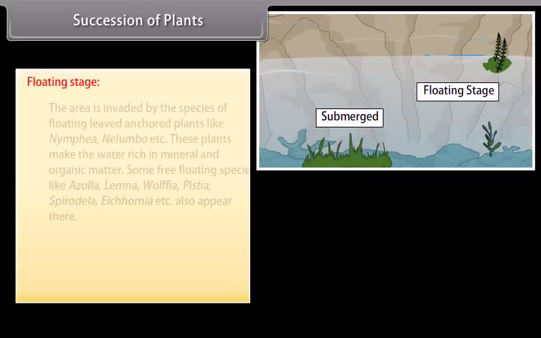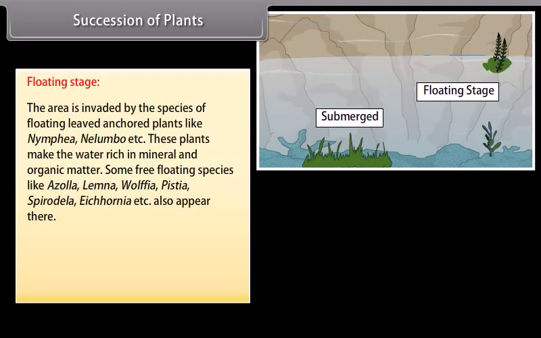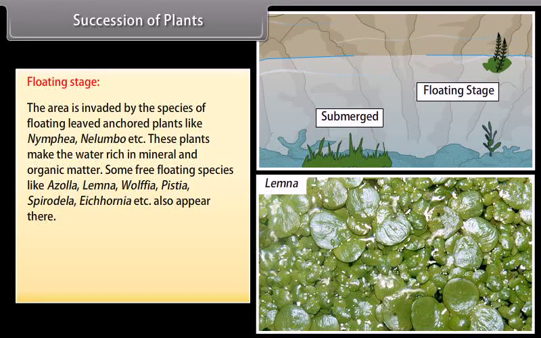Floating stage. The area is invaded by species of floating-leaved anchored plants like Nymphaea, Nelumbo, etc. These plants make the water rich in mineral and organic matter. Some free-floating species like Azolla, Lemna, Wolffia, Pistia, Spirodela, Eichhornia, etc. also appear there.